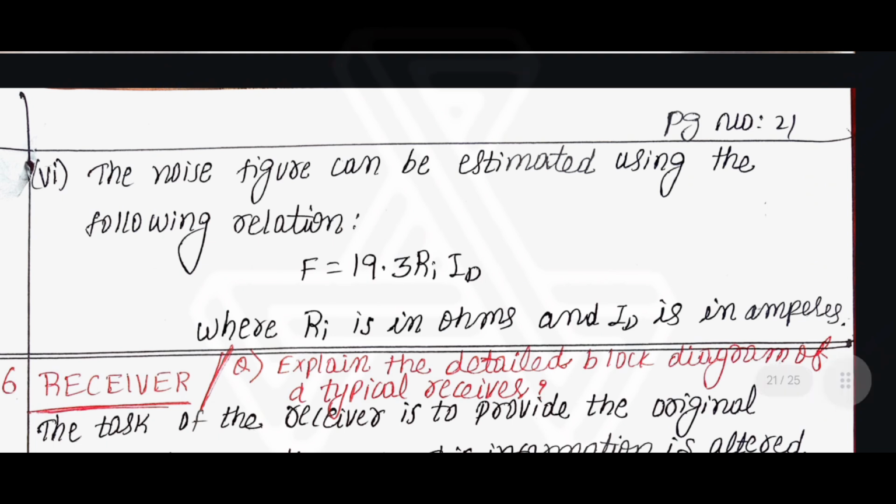The noise figure can be estimated using the following relation: F is equal to 19.3 RI times ID, where RI is in ohms and ID is in amperes.